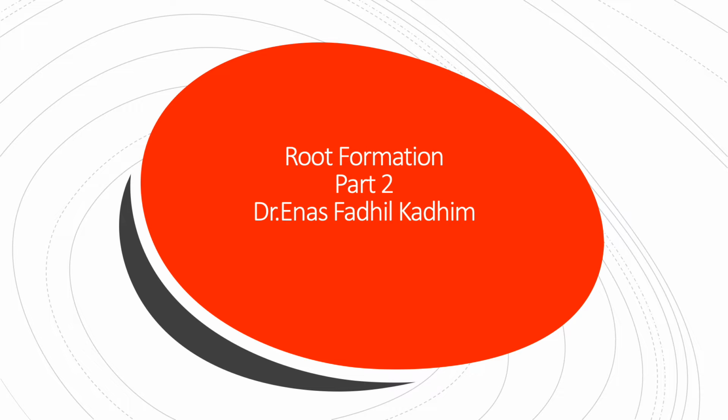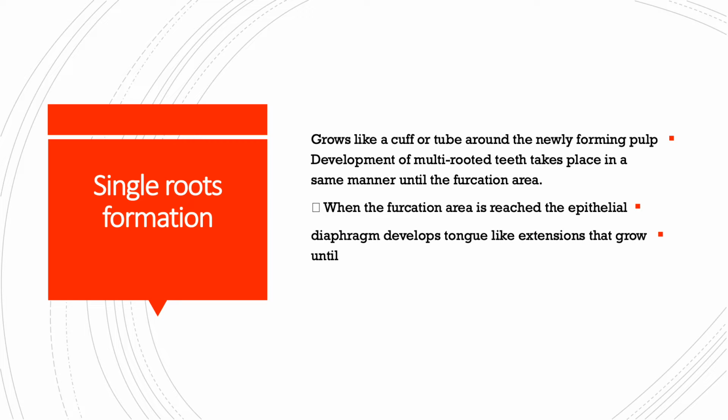Now we discuss part 2 of root formation, the one I call Dictorial. First of all, we discuss the formation of a single root, which grows as a tube around the newly forming bulb, lastly named the dental papilla, and there will be differentiation of the peripheries of the cells into odontoblasts and forming of the dentin. Now it is called the newly forming bulb.